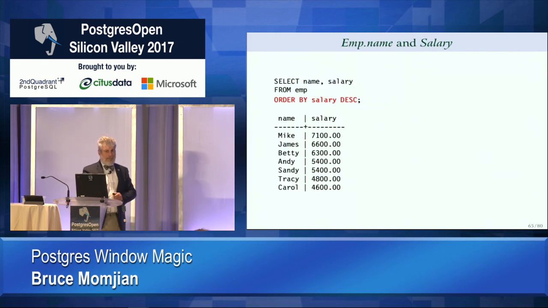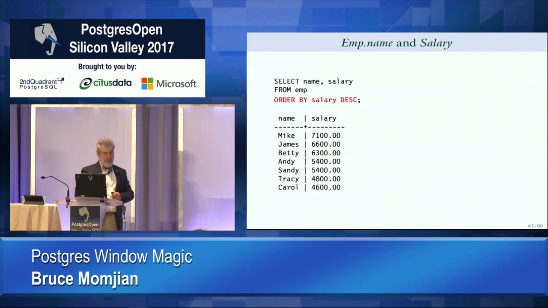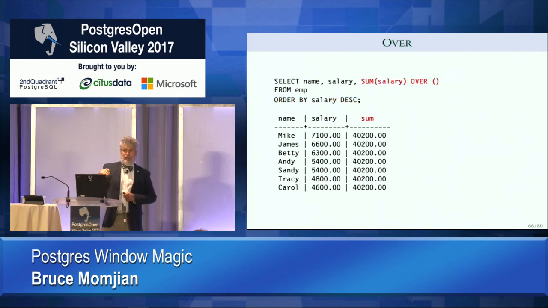So let's go back to our data set. 7 people, ordered by salary descending. Pretty easy to understand, right? 7 people, pay different salaries. Let's use a window function.